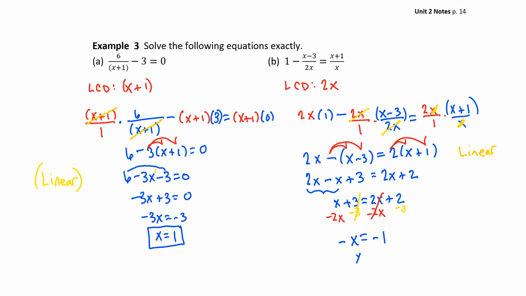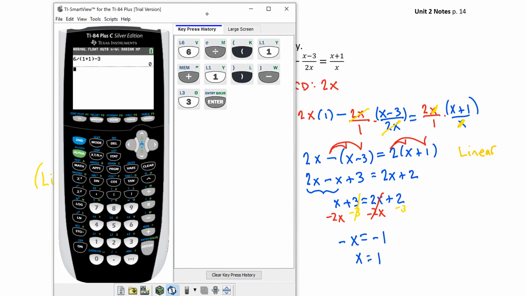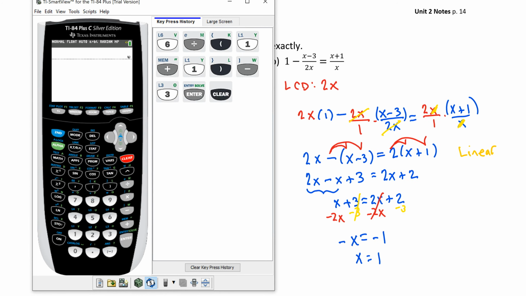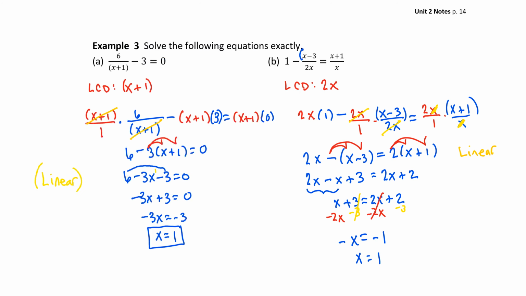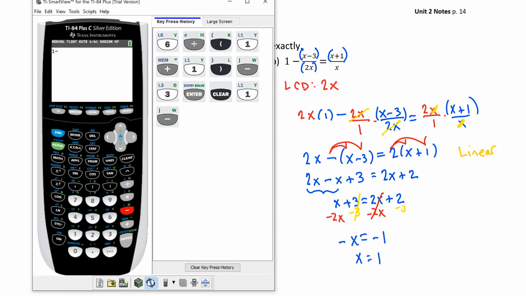So what's the solution to this equation? X equals 1. Let's double check with our calculator to make sure we've done it correctly. So I'm going to type 1, I'm plugging 1 in for x in the original equation. But I do have to be careful with my syntax. Remember, anytime you have an operation in either your numerator or denominator, enclose it in parentheses when you type it into your calculator.